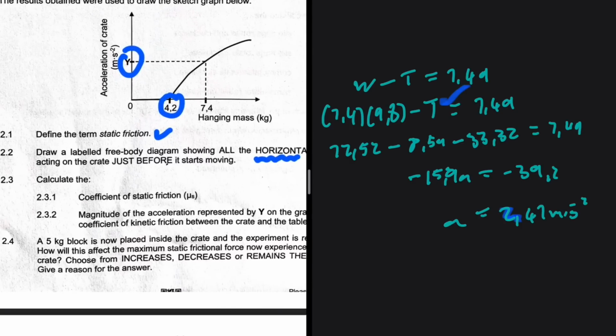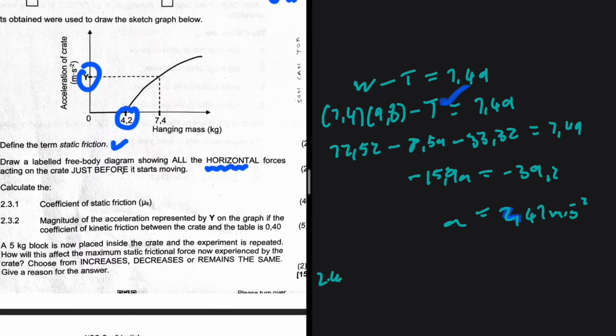to 2.3.2. And here's the question for you, 2.4. A 5 kg block is now placed inside the crate and the experiment is repeated. How will this affect the maximum static frictional force now experienced by the crate? Choose from increases, decreases, or remain the same. Give a reason for your answer. So what is your answer to 2.4? And why are you saying so?